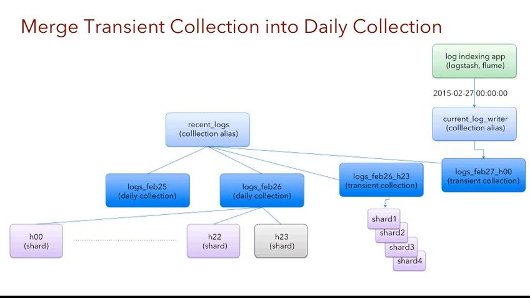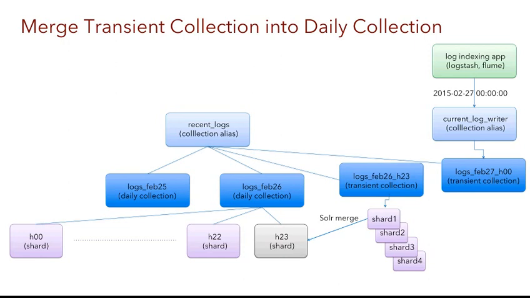So, again, recent logs is how we're reading this near real-time data. It needs to now know about the new data coming in on this new transient collection. Again, using the collection alias makes that very easy. It's very easy to add any new collection into a collection alias. And again, I didn't say this before, but collection aliases are a very nice feature built into Solr Cloud and Fusion.